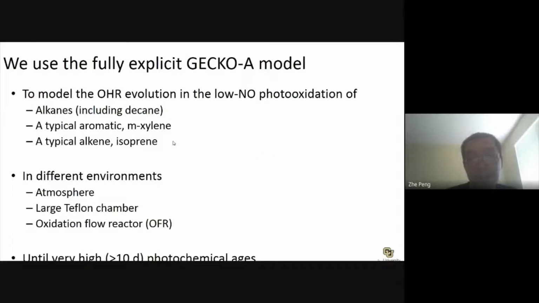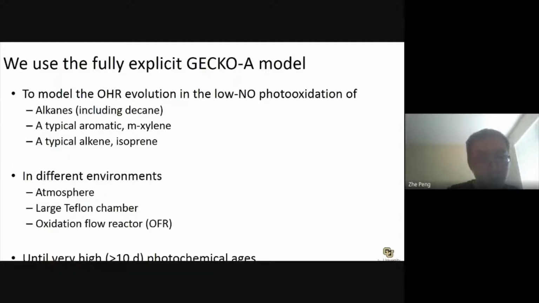we use the fully explicit GECKO model to study the OHR evolution in the low NO photooxidation of alkanes, alkenes, and aromatic species until very high photochemical ages. But the current version of GECKO doesn't include auto-oxidation of RO2, but a new version that includes auto-oxidation is being developed. Once it's finished, we are going to use it and look at the results again.